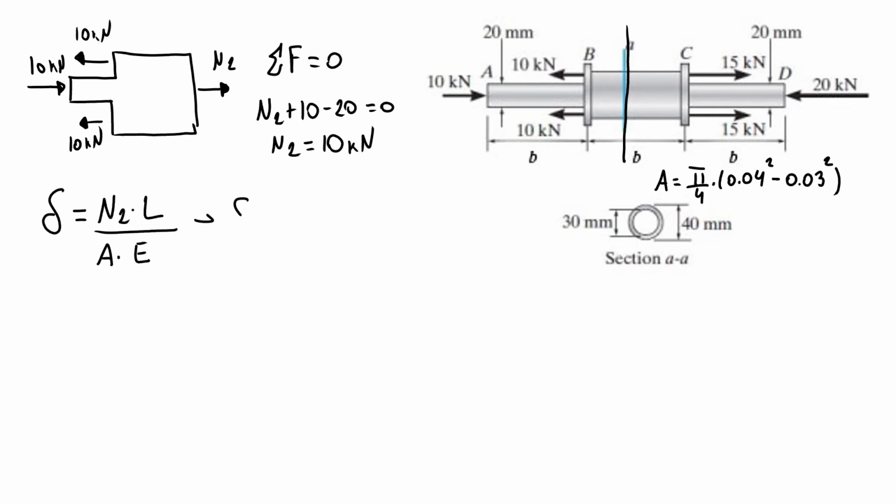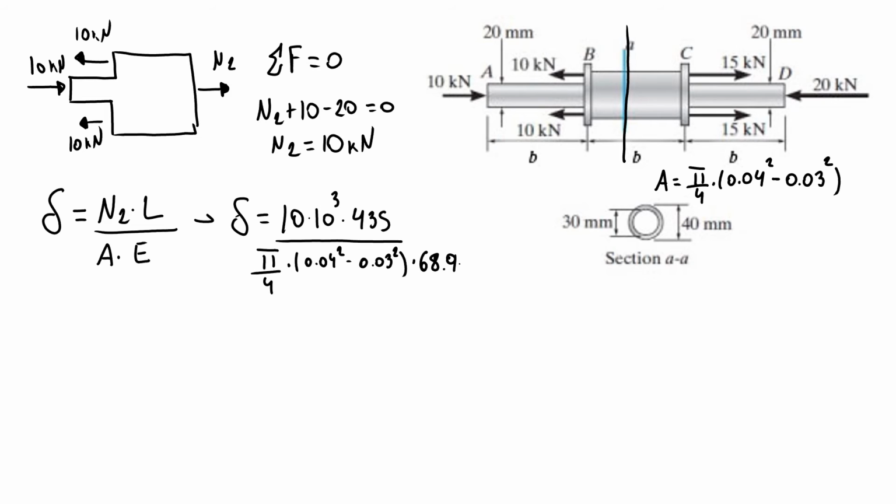So my displacement for this part is 10 times 10 to the third times 435 millimeters over area, pi over 4 times 0.04 squared minus 0.03 squared, times my modulus of elasticity, that's 68.9 times 10 to the 9 pascals. Now our displacement is equal to plus, because we have a positive N2, 0.115 times 10 to the minus 3 meters.